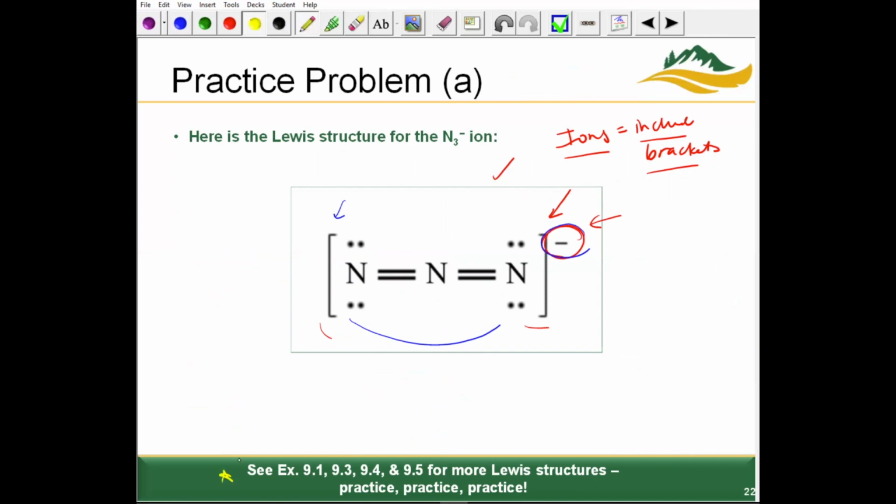There are lots more practice problems on Lewis dot structures. If you want to talk through any of them or go through any practice problems together, definitely let me know. The more practice you get, the more comfortable you'll get in drawing Lewis dot structures.